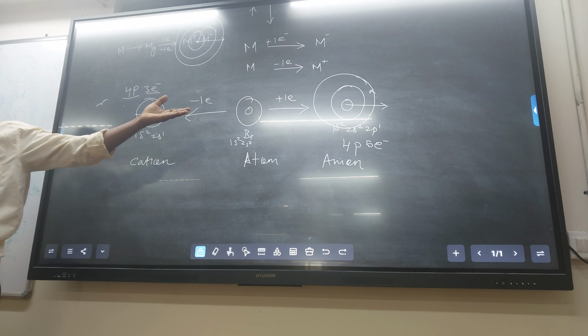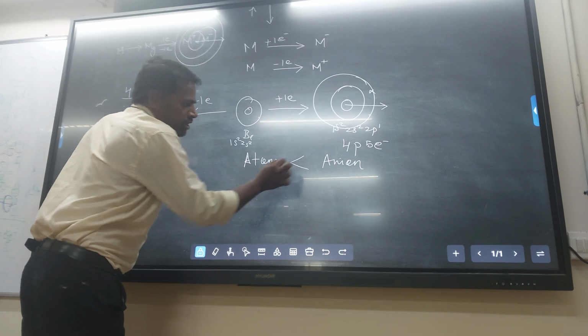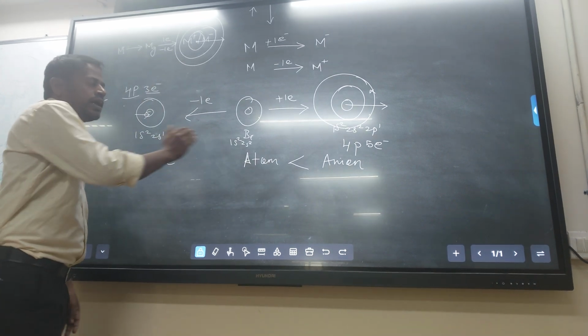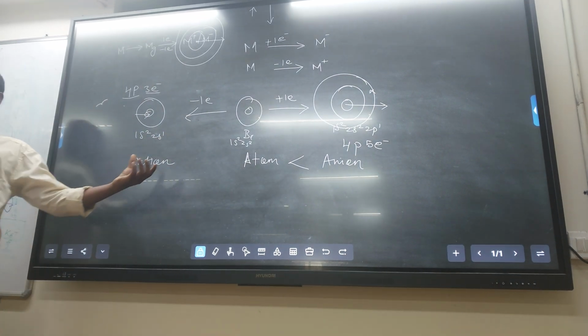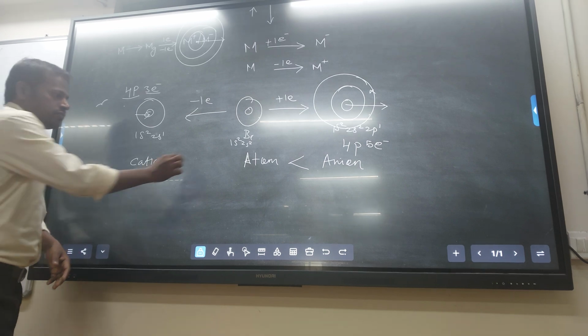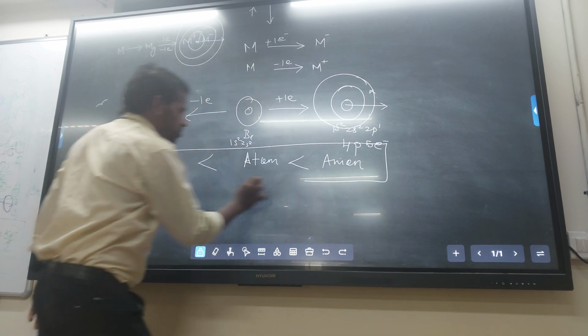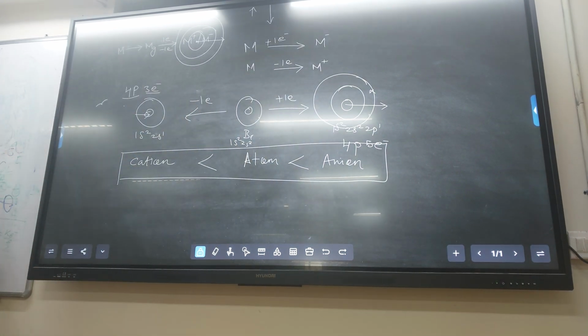Students, follow the lecture. Which one has the maximum radius? Anion, yes. Anion has the maximum radius, then the atom. Atom and cation, which one has the maximum radius? Atom. So this is a trend. Anion is maximum, then the atom, then the cation. So the cation has a smaller ionic radius.